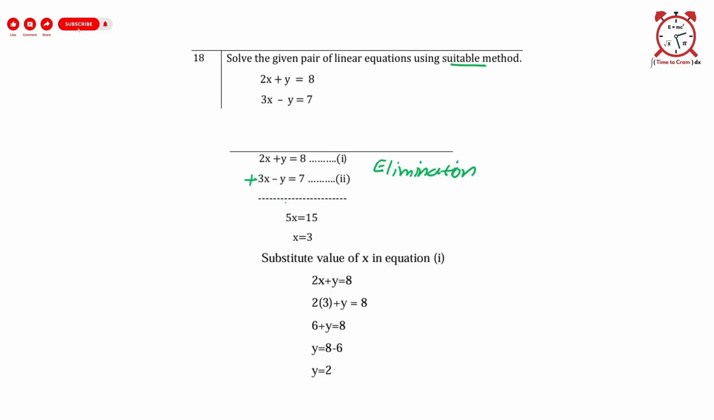So we use the elimination, and then we are getting the value of x equal to 3. We will put this x equal to 3 in equation number 1, then we will get the value of y. So in this way we can solve the given pair of linear equations. This is a very easy question, and we have simplified it in an easy way.